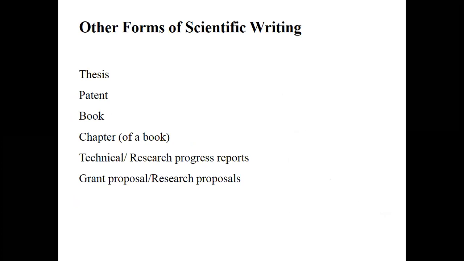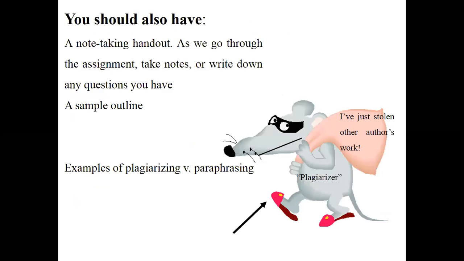Other forms of scientific writing include thesis, patent, book chapter, technical research reports, grant proposal and research proposal. You should also have a note-taking handout. As we go through the assignment, take notes or write down any questions you have, a sample outline.